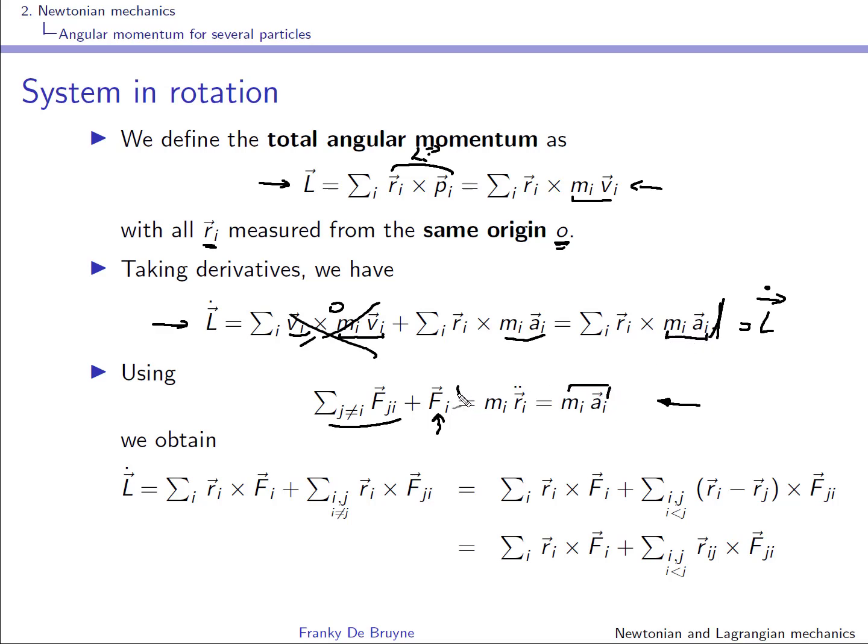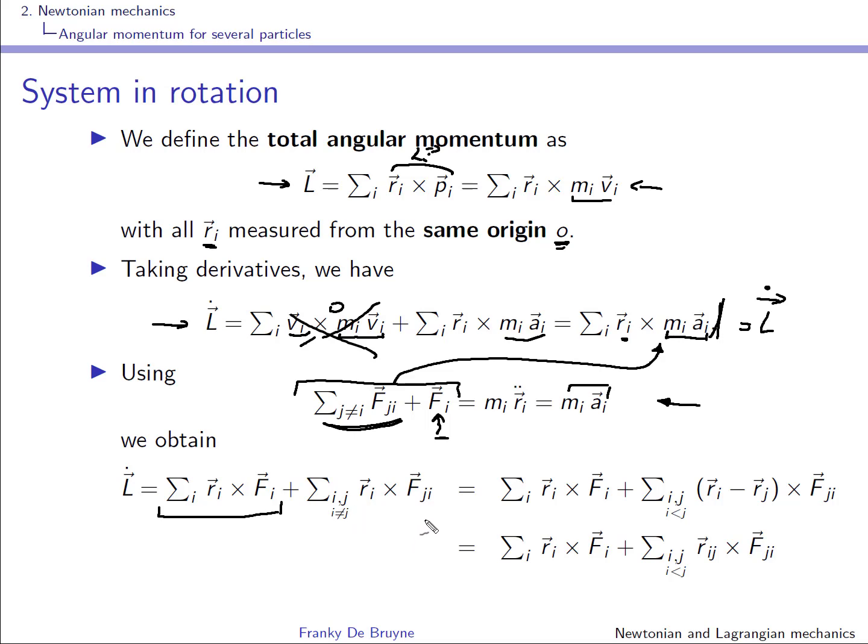So what we'll do is inject this thing here in this formula. So we have the time derivative of the total angular momentum is equal to, well, a sum, right? And then we have a cross product of this one times this one. This is this term here, okay? And then you have a sum of this position vector cross product with this sum over here.